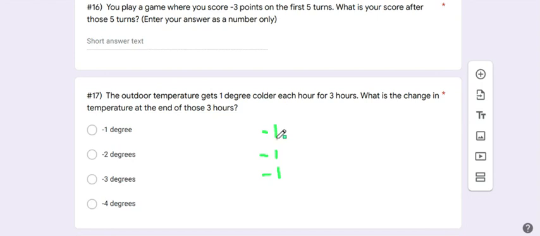So after the 3 hours, what's the total change? Well, if I go down 1, then 1 more, and then 1 more, that means in total I went down negative 3 degrees. Again, I am adding negative 1 3 times, right? Negative 1 plus negative 1 plus negative 1 is negative 3. And we know that repeated addition is the same thing as multiplication. So I could also write negative 1 times 3, right? It went down. That's what the negative sign tells me. The temperature went down 1 degree for 3 hours. Negative 1 times 3 is negative 3.